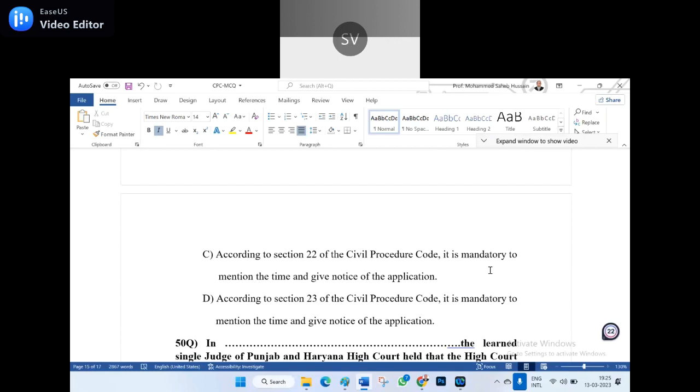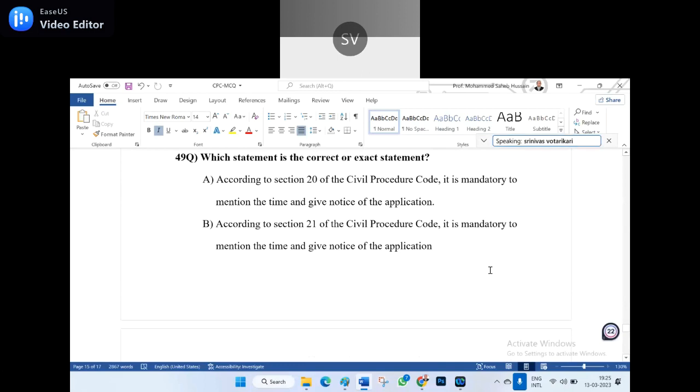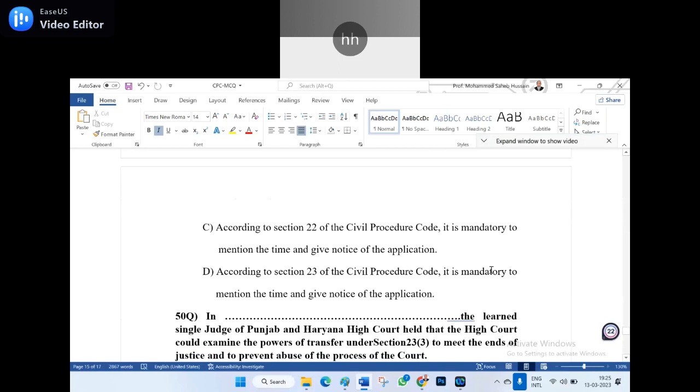Sir, A is the right answer, I think, sir. No, wrong. Option C, sir. D for Delhi. C for cat. C for cat is the right answer. According to Section 22 of the Civil Procedure Code, it is mandatory to mention the time and give notice of the application. C is the right answer for the 49th question.